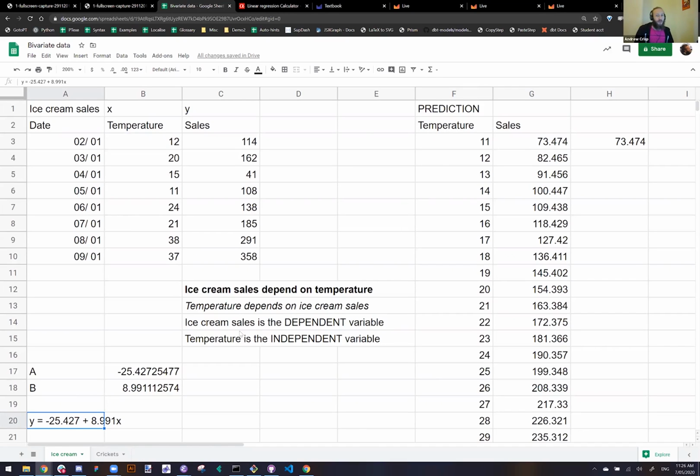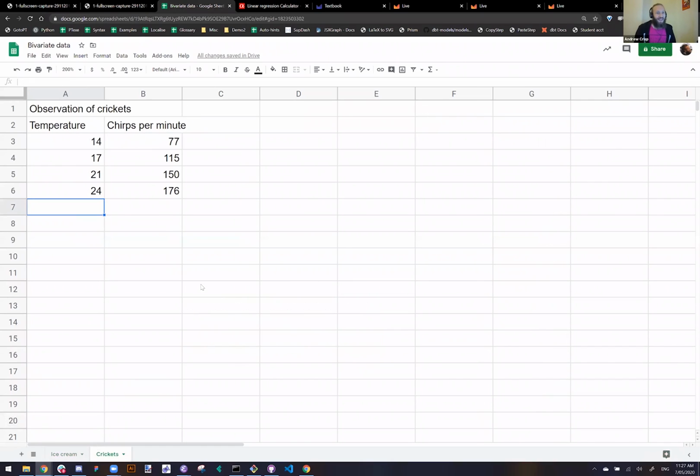The next thing I wanted to, let's do it again. And this time I'm going to go a little faster so you can see what I'm thinking, the process from start to end. A scientist is observing a cricket. This is the kind of thing that scientists do.